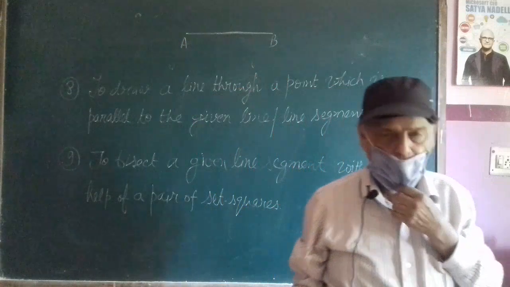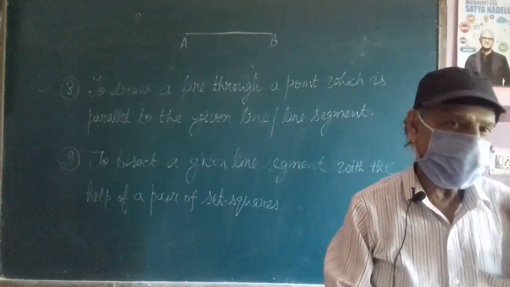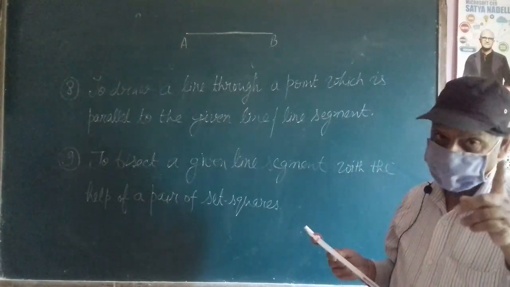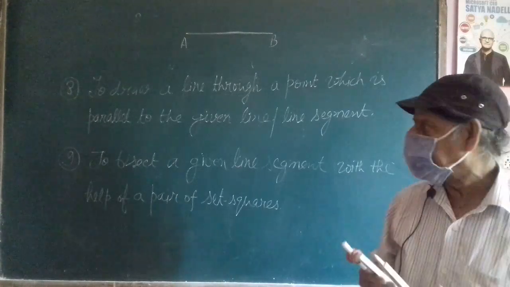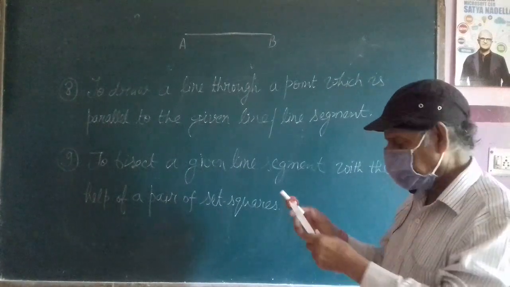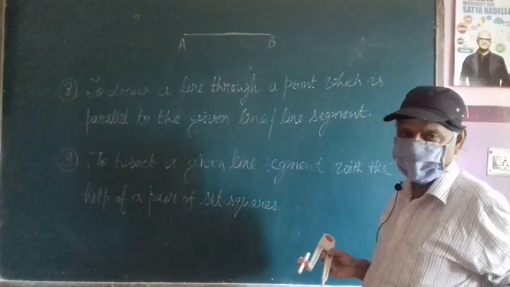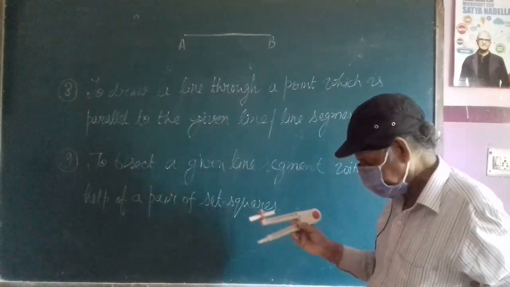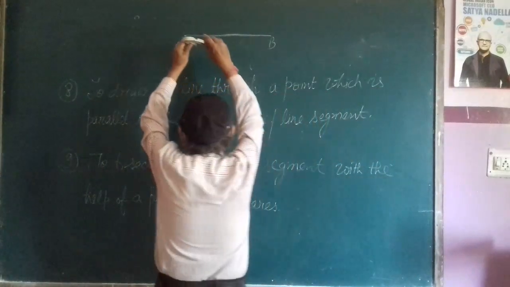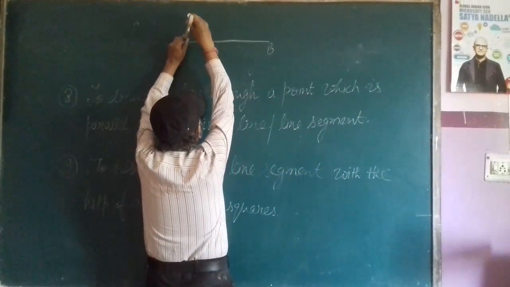For that, you have to make 2 acute angles. Yesterday I told you to make one acute angle, but today I am saying that you have to make 2 acute angles of the same degree, that means of the same size, from A and also B, one in the upward and one in the downward direction. So let it be 60 degrees. Acute angle is, say, 60 degrees. You can draw 60 degrees like this.